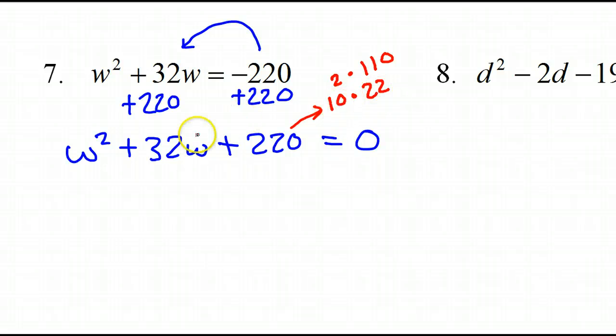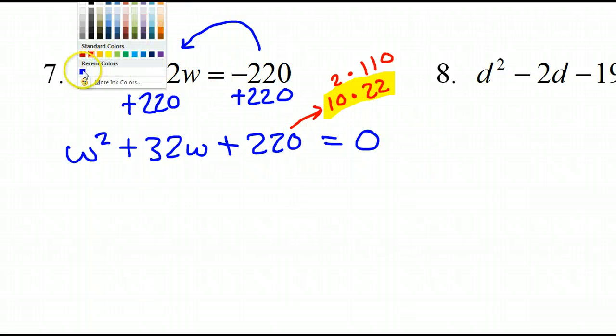Well, 22 plus 10 is 32. So you should be thinking, probably going to use the 10 and 22. Alright, let's go on and check it out.